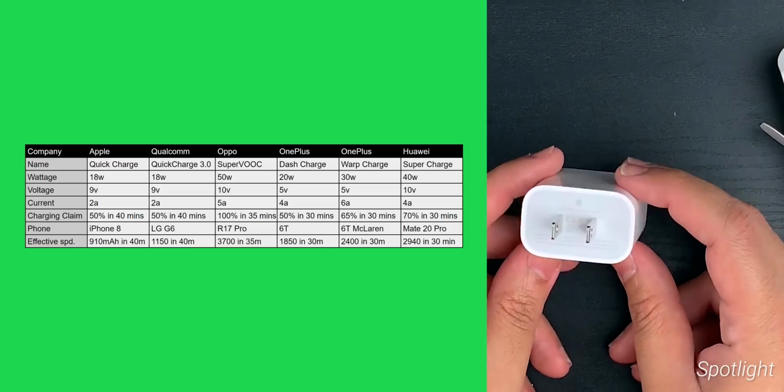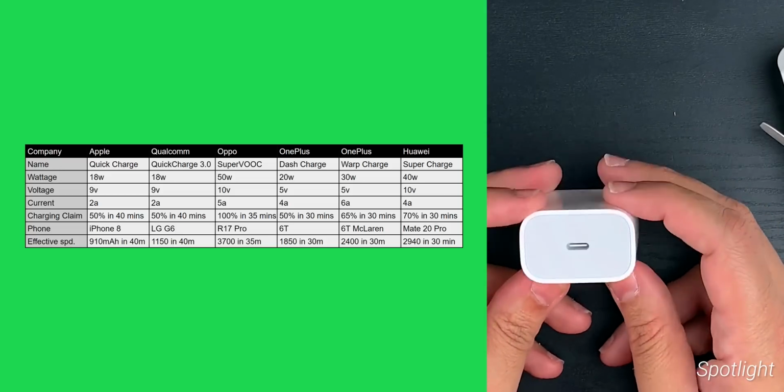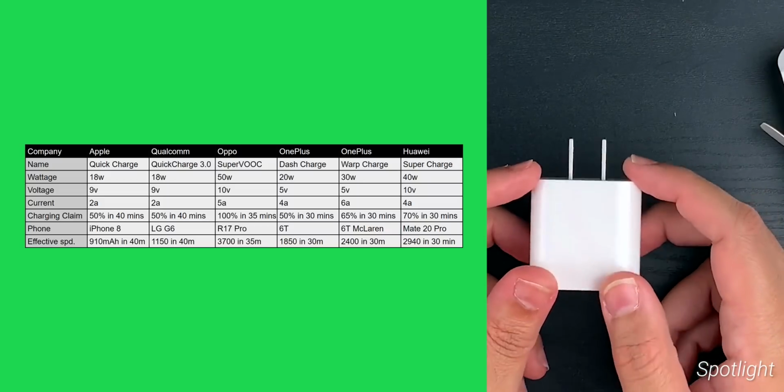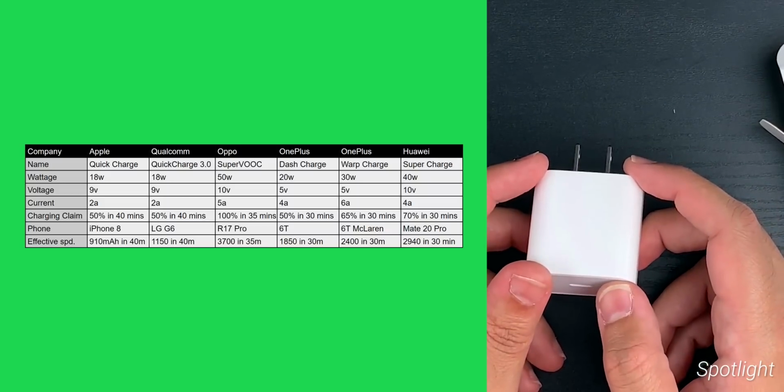50% in 40 minutes isn't bad, but it's a far cry from Oppo's SuperVOOC, and it really does show you how far ahead the Chinese are in this division of the smartphone development.